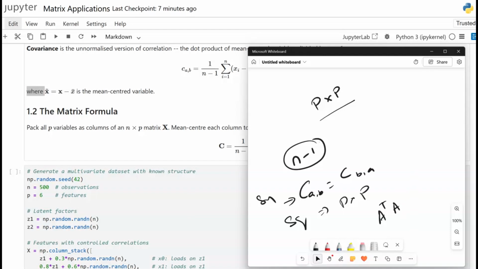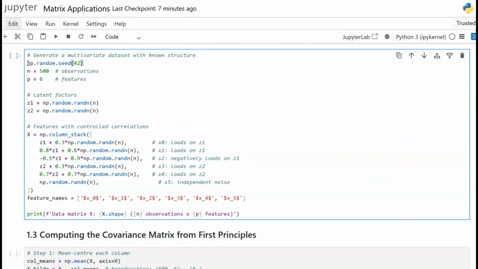Okay, now let me discuss this multivariate data set with known structure using code. Here we are starting with random.seed, which we have already included previously. This fixes the random number generator seed as 42 and ensures reproducibility, that is, every execution produces identical data. We have given the data set dimension as n equal to 500 observations, the number of samples, and p equal to 6, the number of variables.